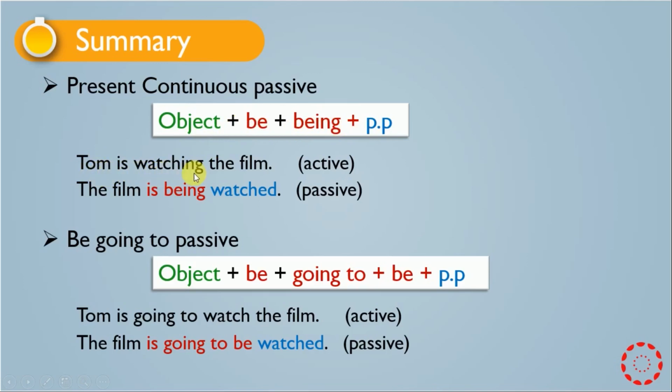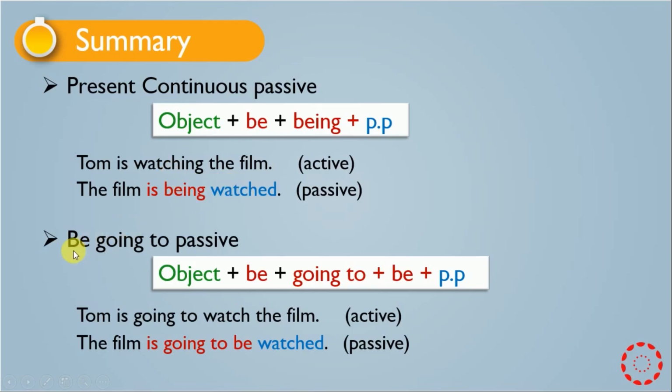Look at the first example here. Tom is watching the film. This is present continuous in active form. We change it to the passive. The film is an object. The film, because it's singular, we say is, and then we have being. After being, we have pp. Watching became watched. This is a regular verb.